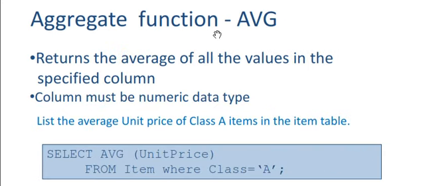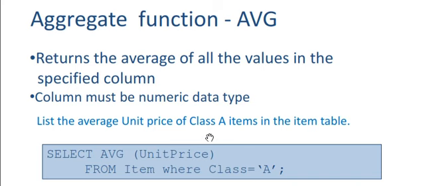Average. This function returns the average of all the values in the specified column. The column must be a numeric data type. List the average unit price of class A items in the item table. So the question is, list the average unit price of class A items in the item table.